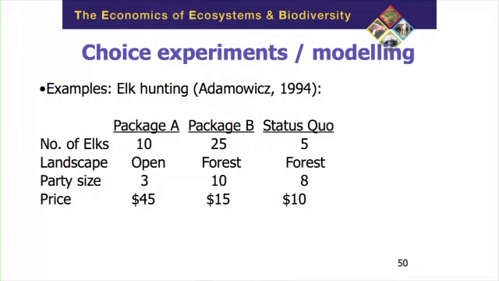So the first implementation of a choice experiment for a natural resource was by Vic Adamowicz at the University of Alberta in Edmonton. And he was looking at elk hunting. So he went to elk hunters and said, okay, we've got 3 hunting packages you can go on. There's a status quo, which is the current experience, so it's what generally people were doing in that forest. And we said, well, we could actually manage that forest in different ways. So you could see a different number of elk, we could have them in the forest or in open landscapes, and we could have different party sizes, so the number of people you're hunting with.